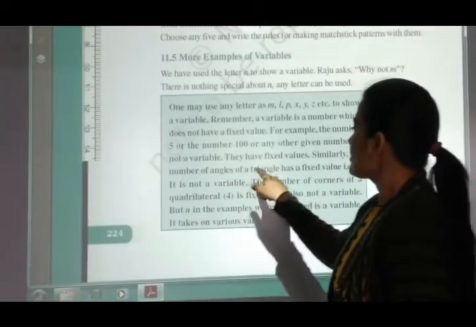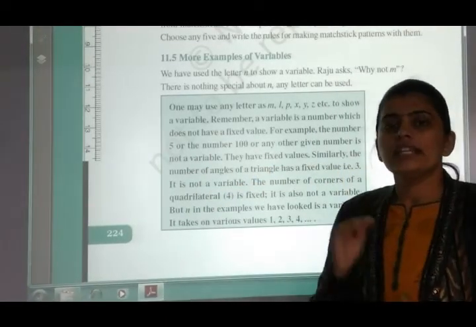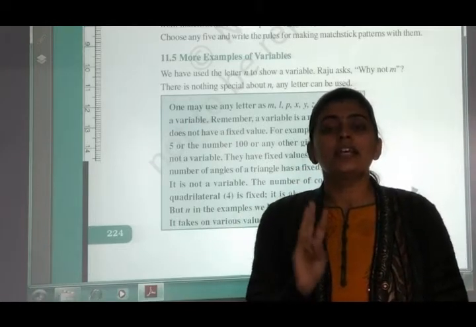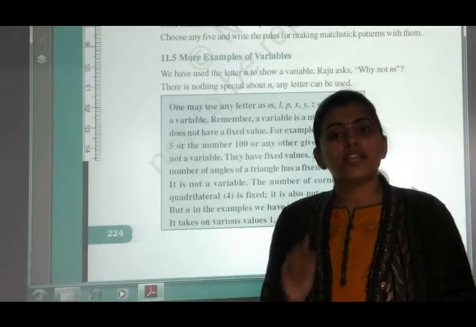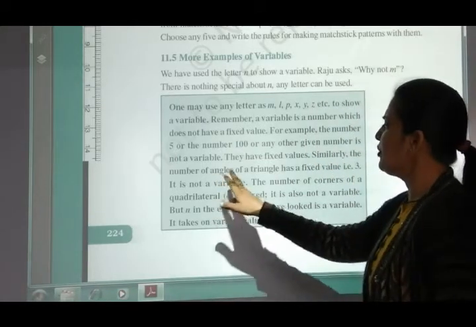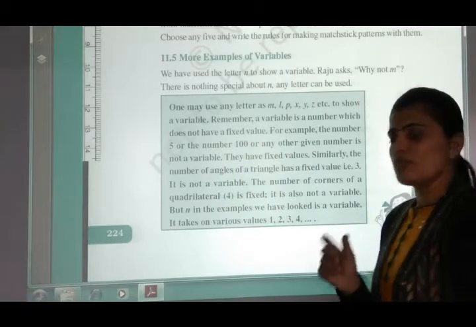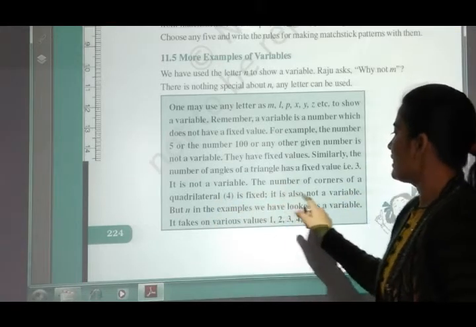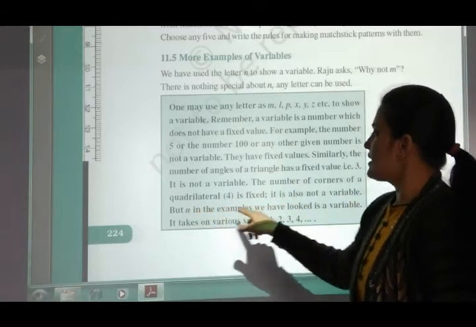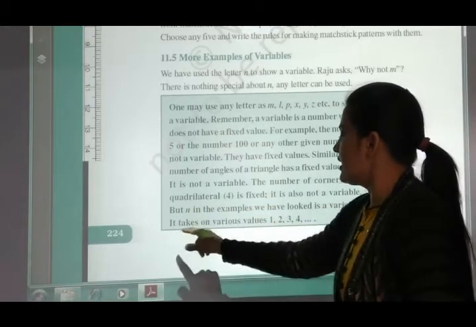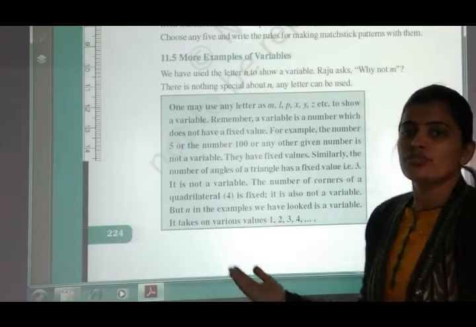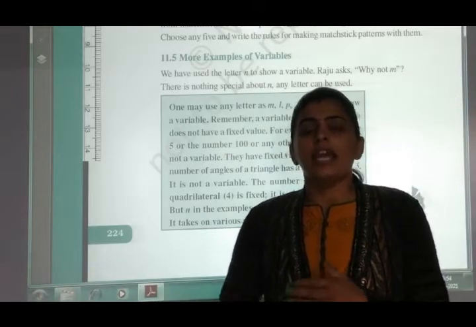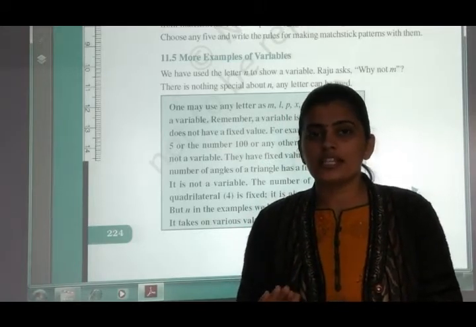Similarly, the number of angles of a triangle has a fixed value. Any triangle you take, you count the number of angles formed by that triangle. Then how many are there? They are always 3. So 3, it is a fixed value. So the number of angles of a triangle is what? A fixed value or a constant. The number of corners of a quadrilateral is fixed and it is not a variable. But n, the example we have looked at, is a variable. It takes various values such as 1, 2, 3, 4. So that which keeps changing, whose value is not fixed, is a variable.